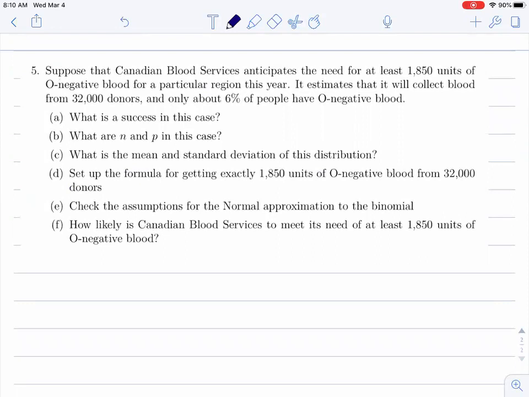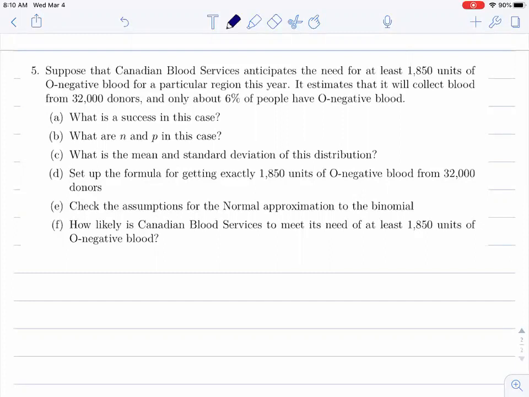New question. Suppose that Canadian Blood Services anticipates the need for at least 1,850 units of O-negative blood for a particular region this year. It estimates that it will collect blood from 32,000 donors, and only about 6% of people have O-negative blood. Okay, so that's a problem. So we're going to work through and figure out what's the success, right?